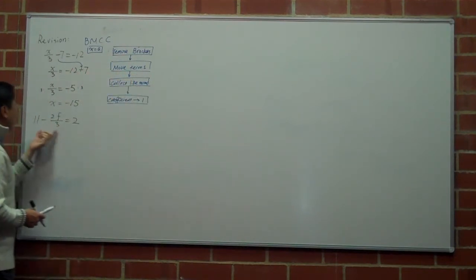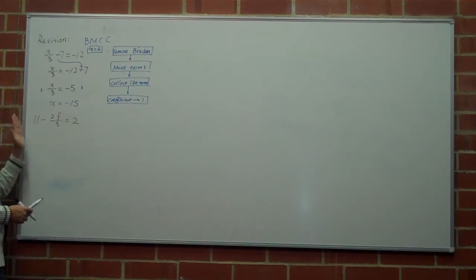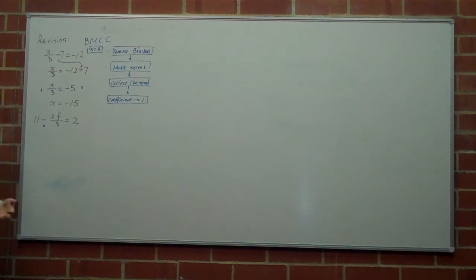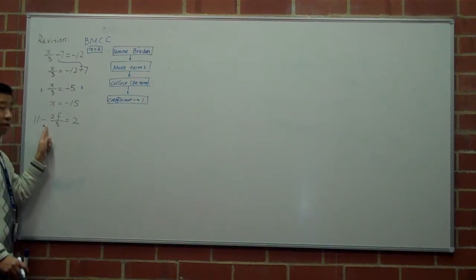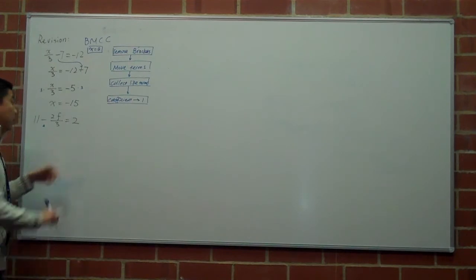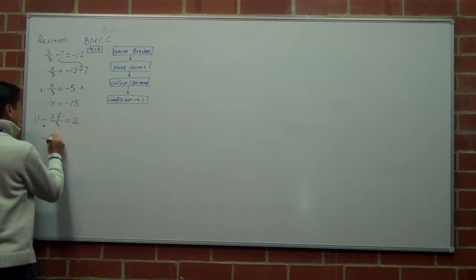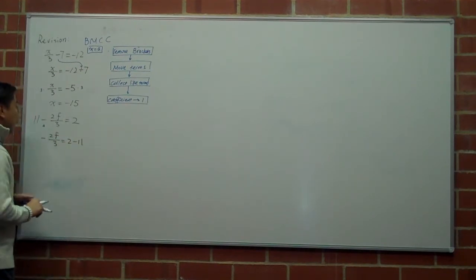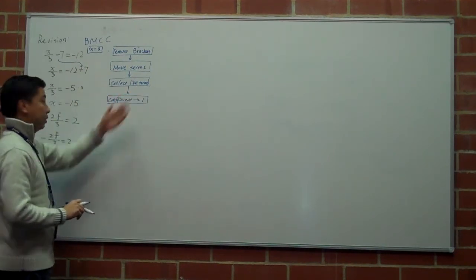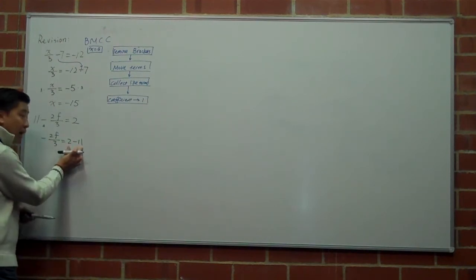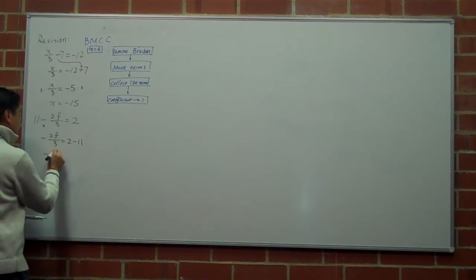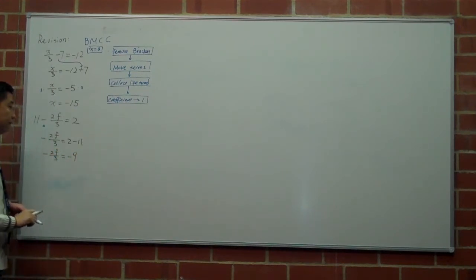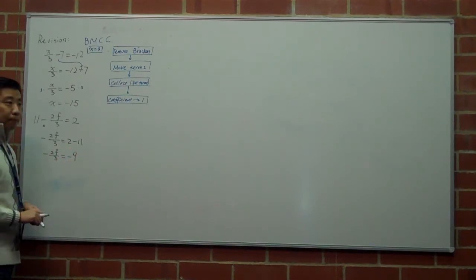Move terms, we move the number to the right, leave the term with f on the left hand side. Now we need to remember this is a negative sign. So we do not change the sign because you do not move this term. So you still have negative 2f over 3 equals 2, take away 11. And then collect like terms. Like terms, constant terms, they are like terms. So negative 2f over 3 equals negative 9. 2 take away 11.